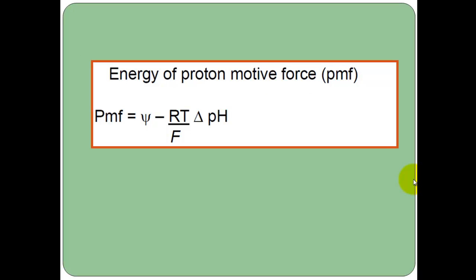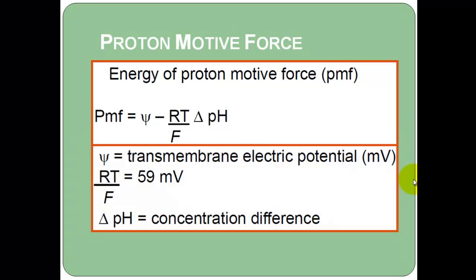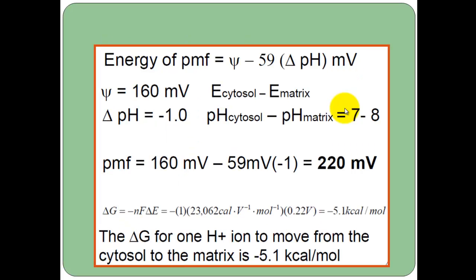So PMF, or the proton motive force, is due to the electrical energy and chemical energy. The electrical energy is due to the transmembrane potential, and we'll call that psi. The chemical energy is due to a variation of the Nernst equation. If we plug in values for RT over F, which are just constants, we get the number 59.